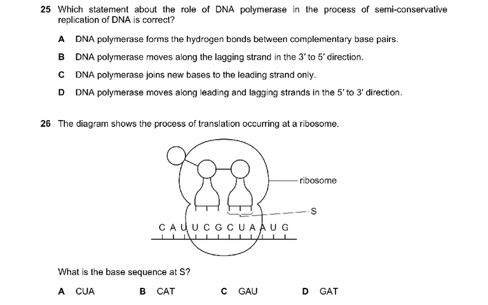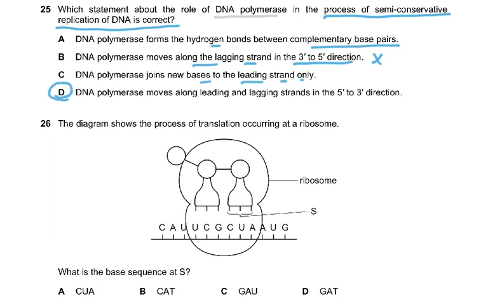Then coming to question number 25. Which statement about the role of DNA polymerase in the process of semi-conservative replication of DNA is correct? DNA polymerase forms the hydrogen bonds between complementary base pairs. DNA polymerase moves along the lagging strand in the 3-5. They always go 5-3, so this is wrong. DNA polymerase joins new bases to the leading strand only. No. The answer is D. Why? Because DNA polymerase moves along leading and lagging strand in the 5-3 direction.